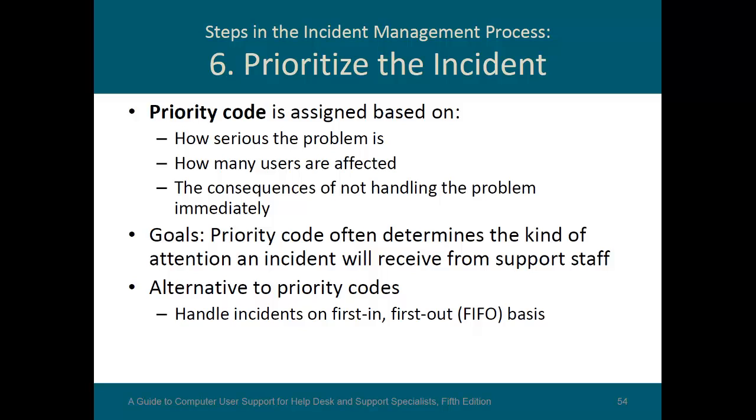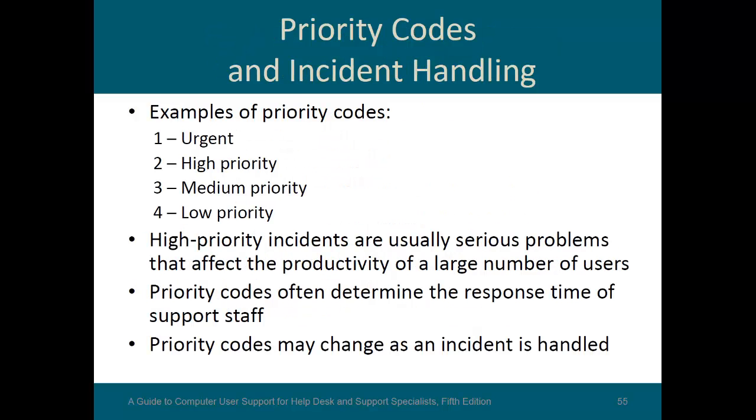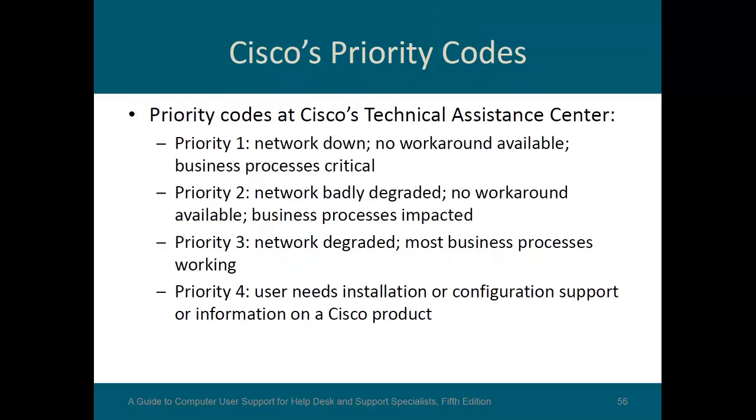The priority code often determines the kind of attention an incident will receive from support staff. Example of priority codes: urgent, high, medium, low. High priority has to be taken care of right away. Priority codes often determine the response time of support staff, and priority codes may change as an incident is handled.